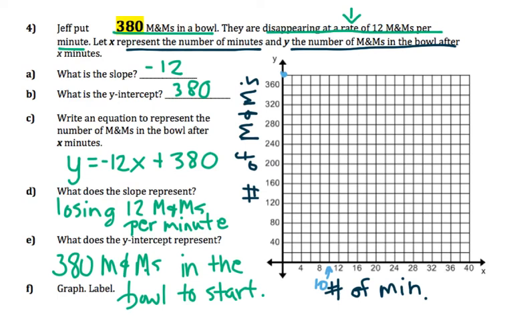So if I place it, it would be at 10, 260 here. Then I could do the same thing. If I go over to 20, I would decrease by another 120 or 240 at this point. And that would put us at 140. And we could continue that process.